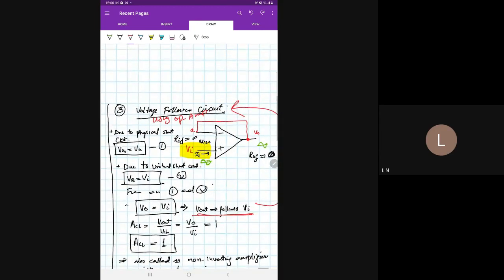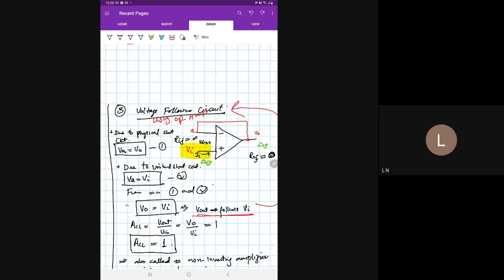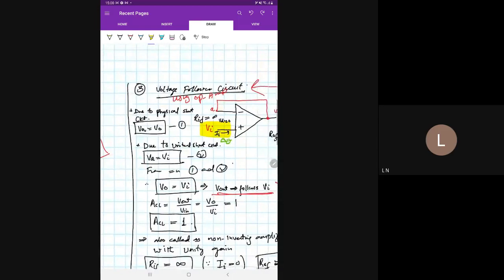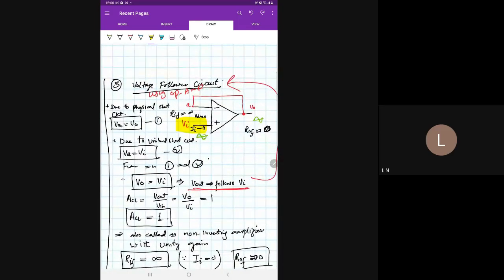Now see, the output node and the inverting input are short circuited physically. Due to this physical short circuit, you can see that VA is equal to V output. Whatever is the voltage at node A, that is the voltage present at the output. So VA is equal to V output. That is the first thing, equation 1.